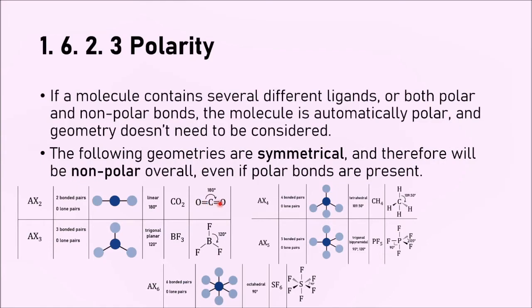Carbon and oxygen have different electronegativities. What do we have therefore? Yes, we have a polar bond. So we have one polar bond between carbon and oxygen here and one here.